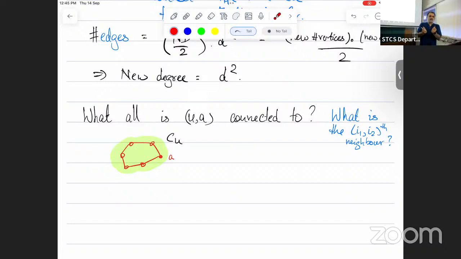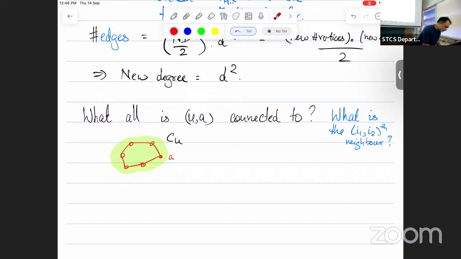Oh, I thought you were trying to make it clear in the proof why the new degree is D squared regular. Yeah, I'm going to tell you what the I1, I2 neighbor of U comma A is, and I'm going to tell you how to compute it. That will tell you that these are my D squared neighbors.